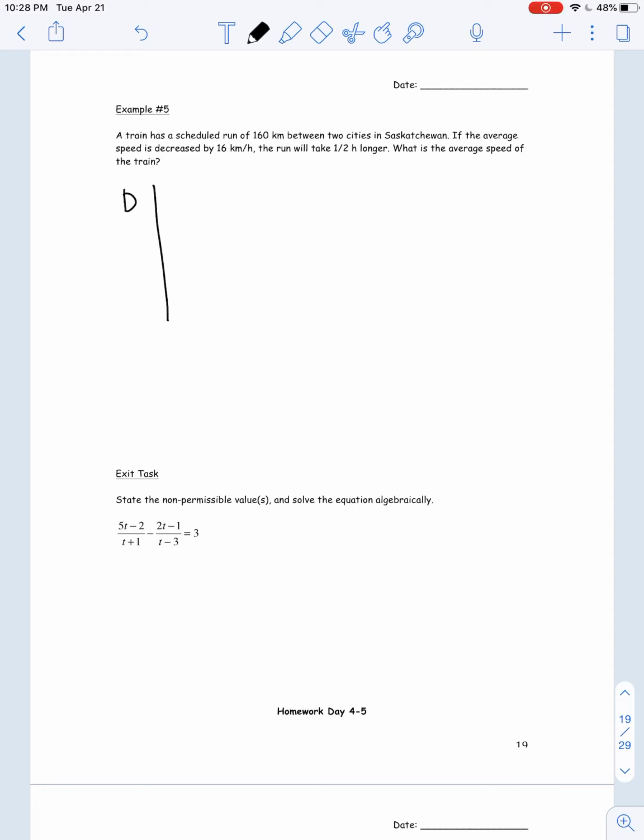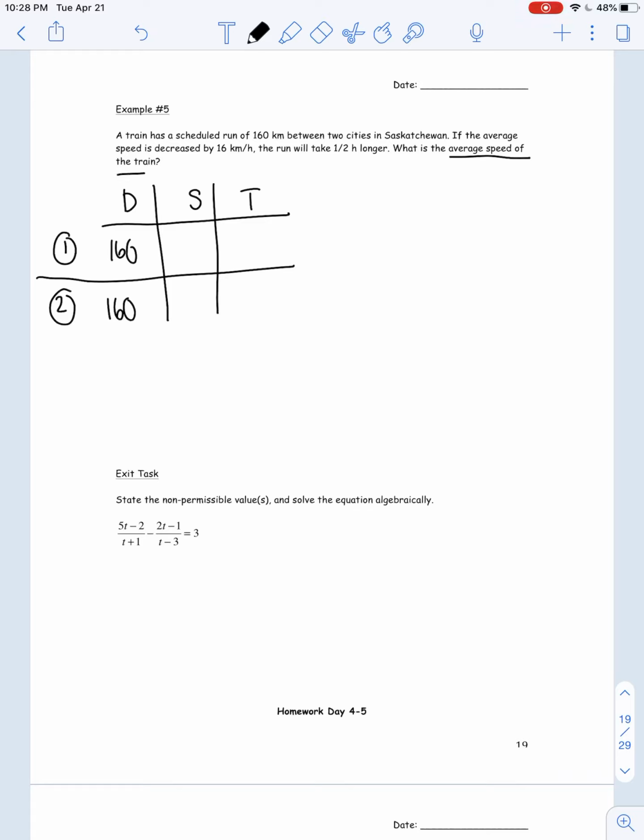So this is a distance, speed, time problem. So we'll say this is one trip and this is the other trip. So we're just kind of dividing it as one trip versus another trip. Well, we know the distance going between the 2 cities in Saskatchewan would be 160. So the distance doesn't change for both the first trip you make and the second trip you make. What's our question? Well, our question is saying what's the average speed of the train? So that's going to be our variable x.